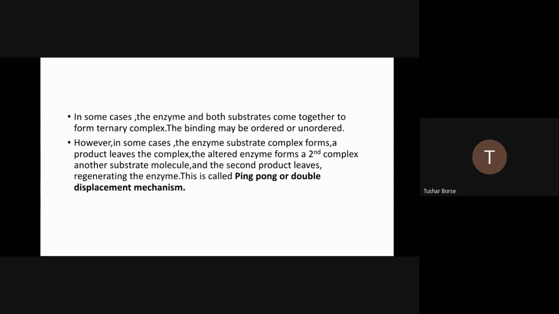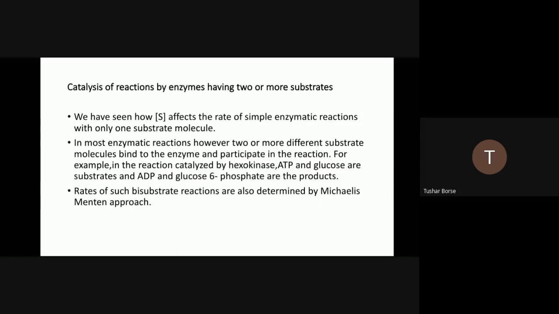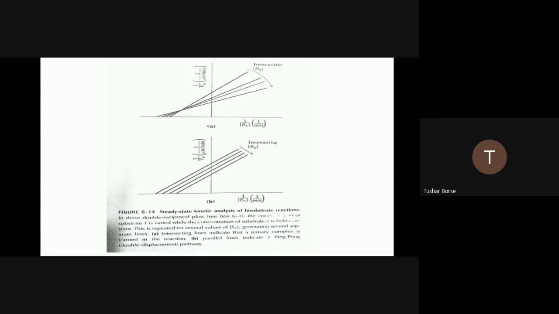What I have explained, I have given in this slide. So you can see this graph. Yeah, I have taken this from Lehninger. What is done in these double reciprocal plots is the concentration of substrate 1 is changed while the concentration of substrate 2 is held constant, and it is repeated for several values of substrate 2.